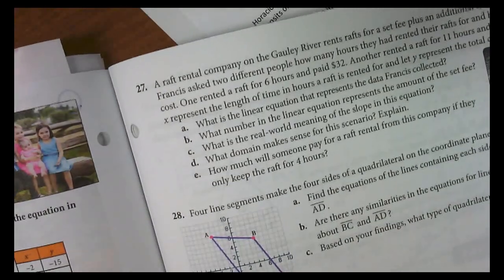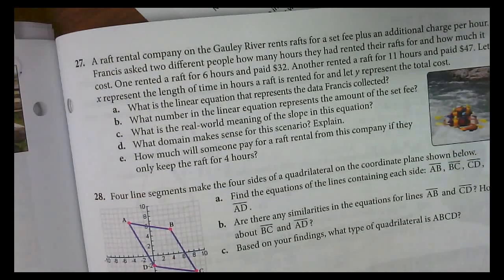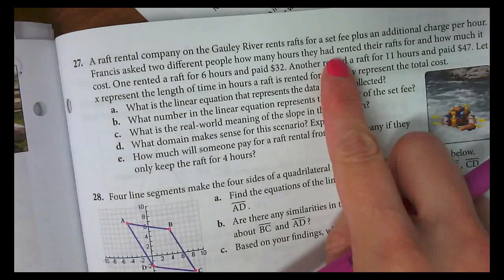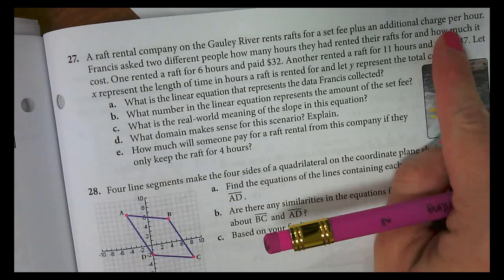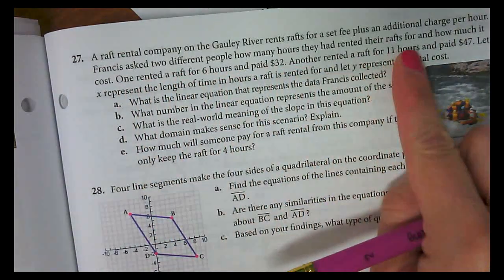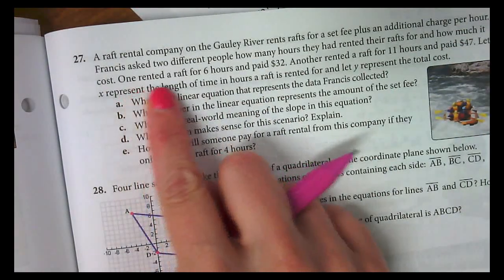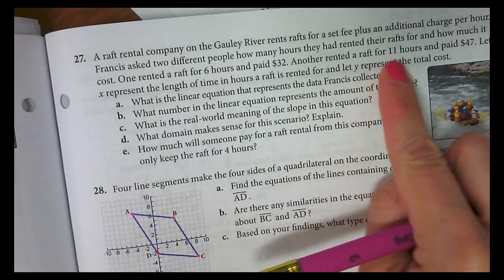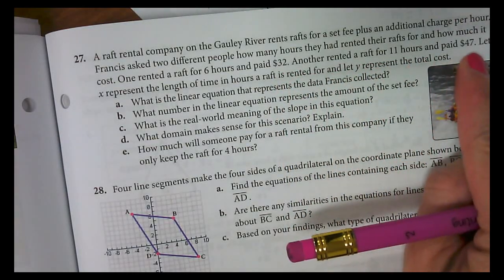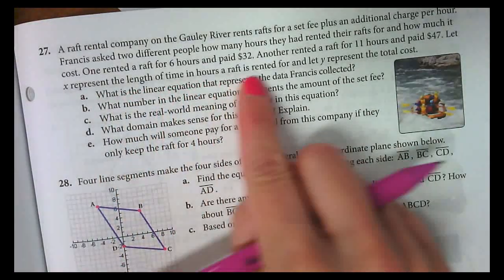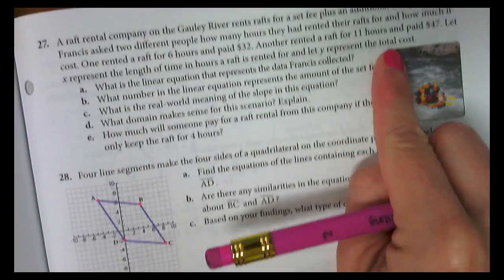Okay. Number 27 says a raft rental company on the Gauley River rents rafts for a set fee plus an additional charge per hour. Francis asked 2 different people how many hours they had rented their rafts for and how much it cost. One rented a raft for 6 hours and paid $32. Another rented a raft for 11 hours and paid $47. Let X represent the length of time in hours a raft is rented, and Y represent the total cost.